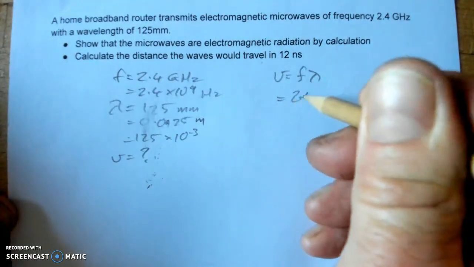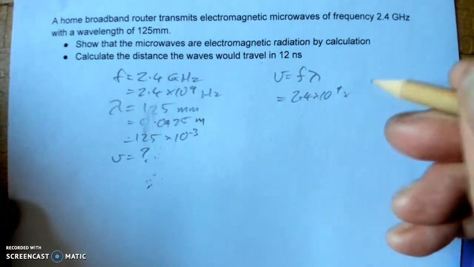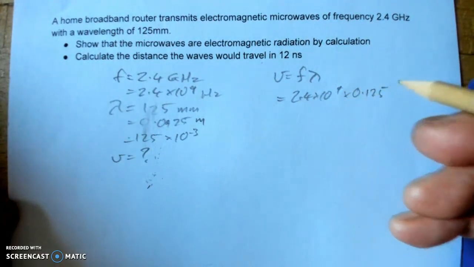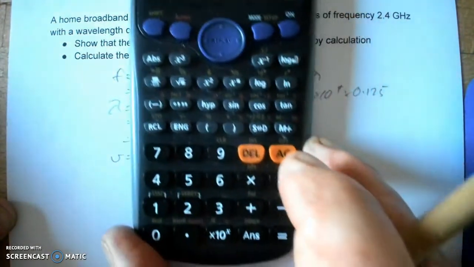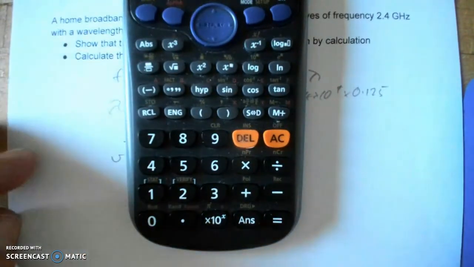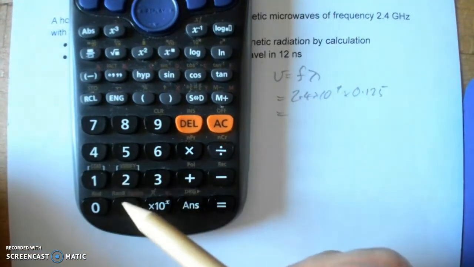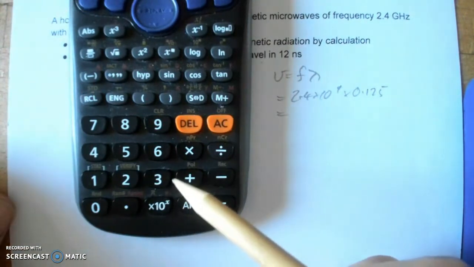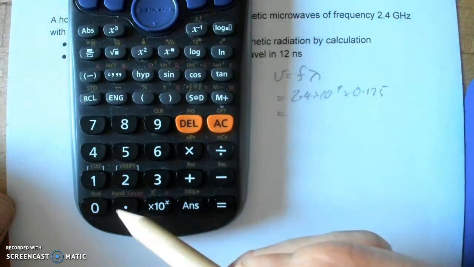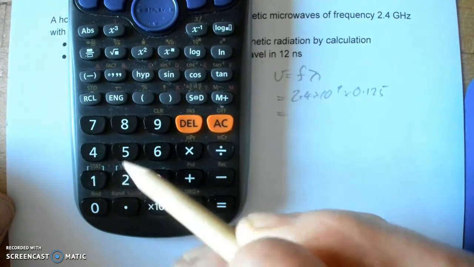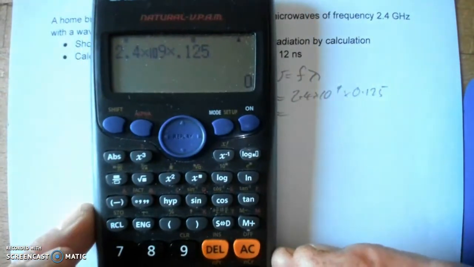So you're going to use v equals f lambda. The f is 2.4 times 10 to the power 9, and lambda is 0.125. Now, putting that in your calculator, you're going to need to use the exponent key down at the bottom here. So we're going to put in 2.4 times 10 to the power 9, and then 0.125. So that's what it's looking like on your calculator display.